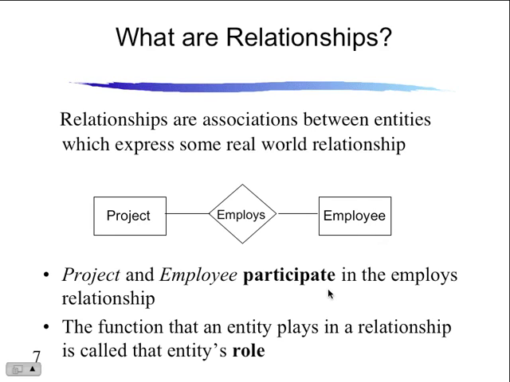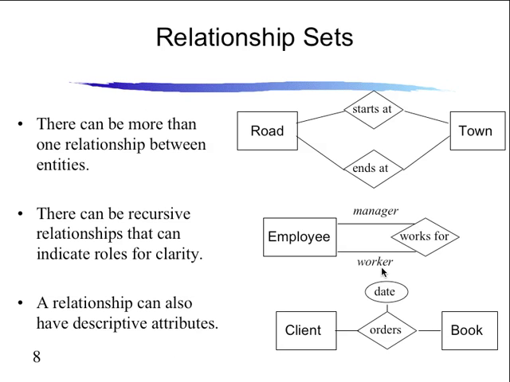So here we have the project, the employees that participate in the employee's relationship, the function the entity plays in the relationship is called the entity's role. And I've purposely switched the terminology in this lecture to object-oriented terminology. Because in software engineering, outside of databases, we see full and partial participation, we see roles, and we see associations. That's all UML terms, which is not traditionally systems analysis and design, but it's the same thing, just different terminology. So we actually do have roles in terms of the participation.